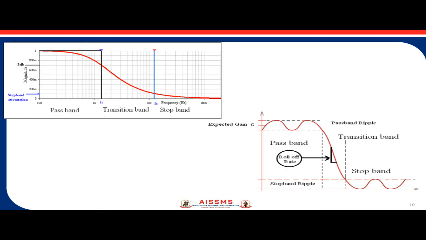For the practical graph, you actually have three regions: pass band, transition band and stop band. This is actually the response of a practical low pass filter. As you can see in the bottom side diagram, one may have ripples in the response of the filter. The slope of the transition band defines the roll-off rate of that filter.